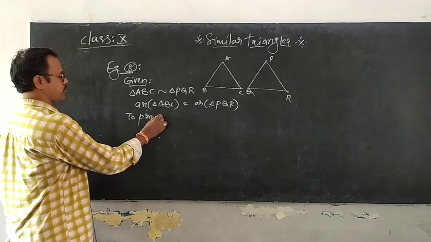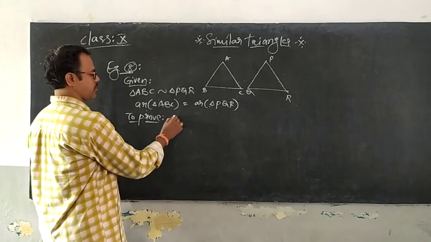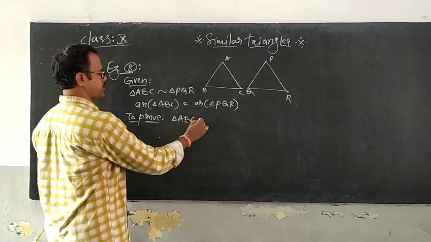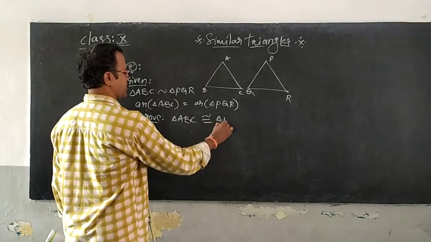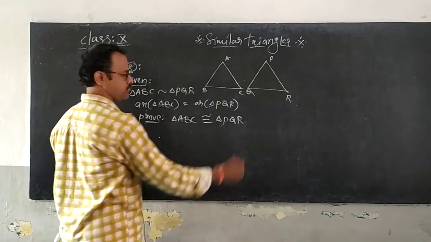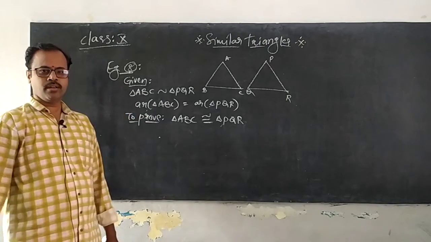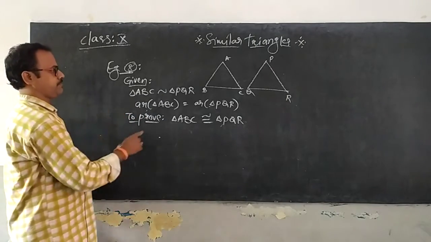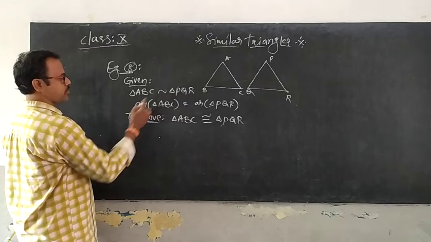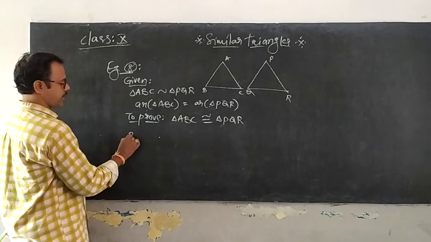We need to prove that the two triangles are congruent: triangle ABC congruent to triangle PQR. Okay, triangle ABC congruent to triangle PQR. Right. Let us see the proof.